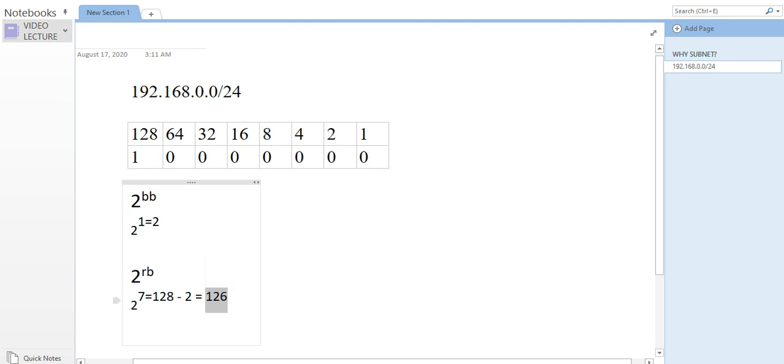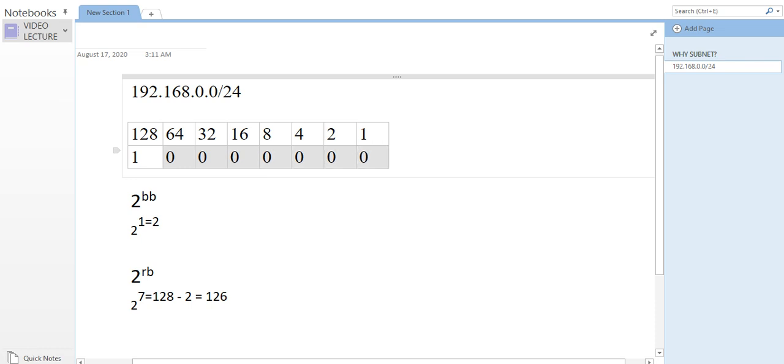So the number of bits that are borrowed is 1, and that reflects in the network. Anytime you borrow a bit, change the value from 0 to 1, because that means that bit is now part of the network. Those zeros here mean they are part of the host portion and they can still be borrowed. Okay, so that is the formula. When we are done here, we're going to learn how to do the major subnetting itself. That's a major thing.